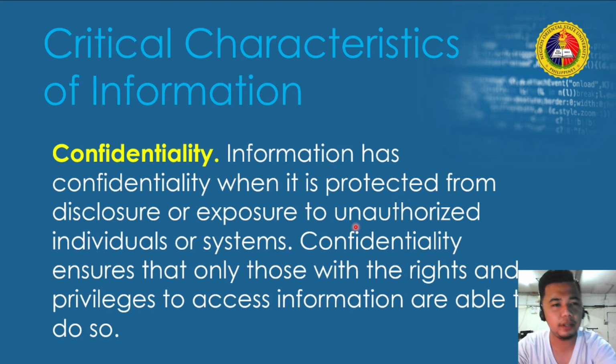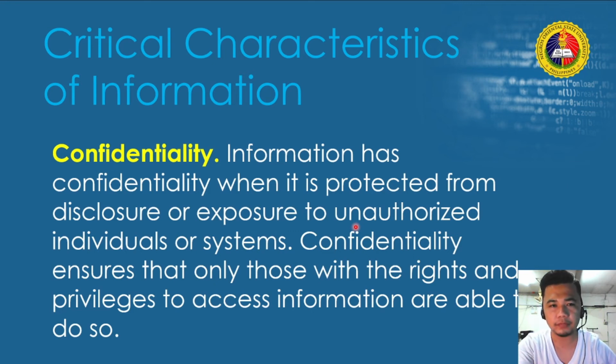Next, another characteristic of information is that information should have confidentiality. Information has confidentiality when it is protected from disclosure or exposure to unauthorized individuals or systems. Confidentiality ensures that only those with the rights and privileges to access information are able to do so. When unauthorized individuals or systems can view information, the confidentiality is already breached. So this is very important. Not all information is available for everybody, right?